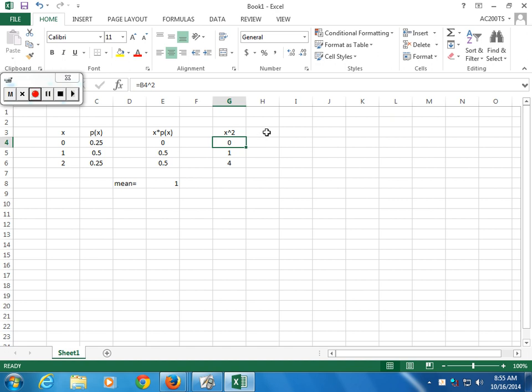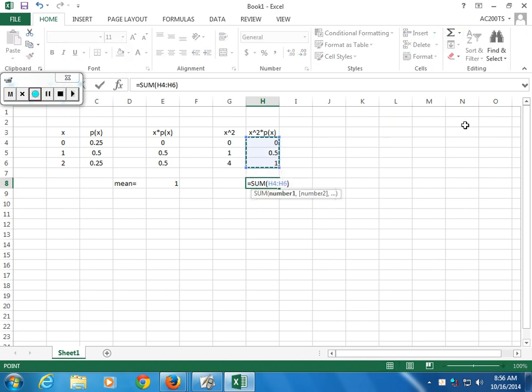And then X squared times P of X would be right here. So it equals this guy times this guy, and copy those down. And then we're going to need a summation of this. So that's going to be 1.5.